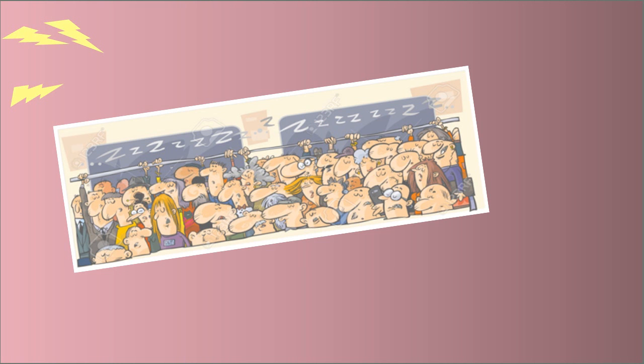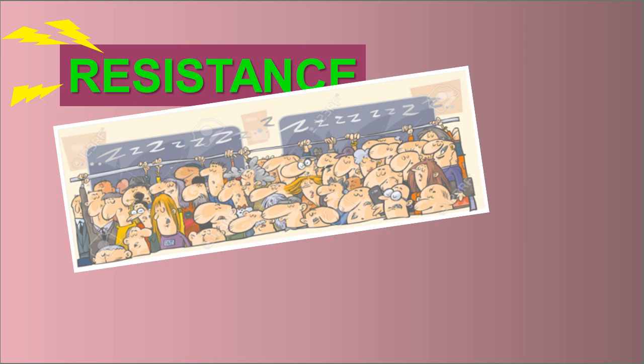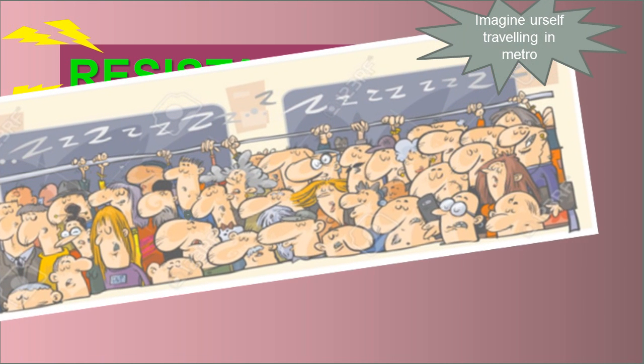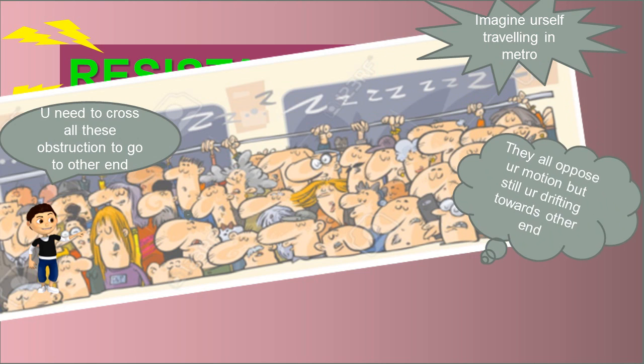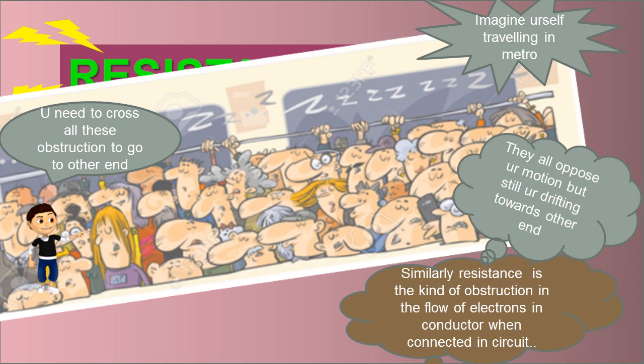I suppose you have not got an idea of what resistance actually is, so we need to take a common life example. Imagine a metro scene. Imagine yourself traveling in a metro, and you need to cross all these obstructions to go to the other end of the metro. What will happen? They all oppose your motion, but still you are drifting towards the other end. Similarly, resistance is the kind of obstruction in the flow of electrons in the conductor when connected in the circuit.